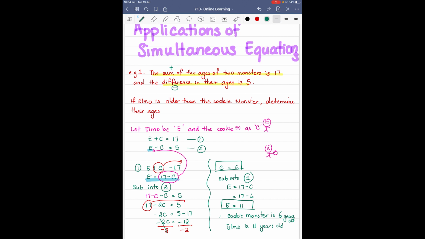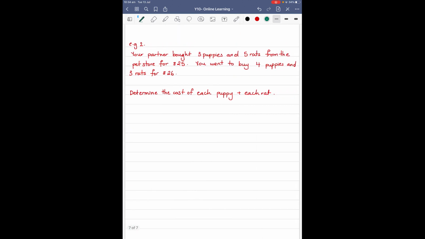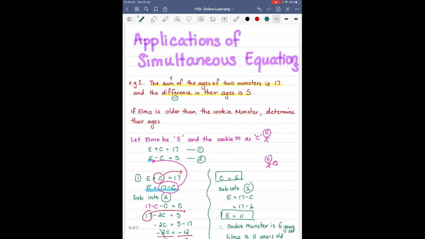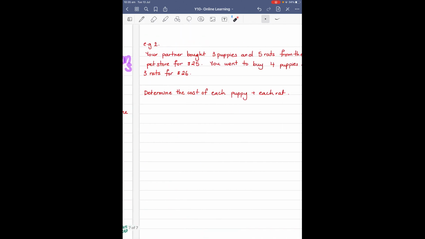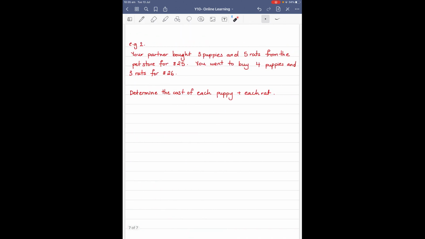Okay, so moving on to question or example 2. This one is pretty similar, but just a little bit different in terms of your simultaneous equations. What we have done here is your substitution method. We substituted it in. We're going to have a look at this next example here.